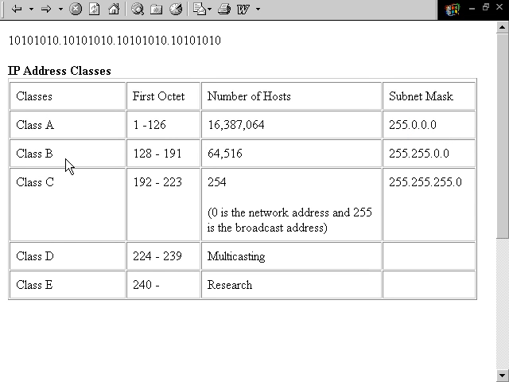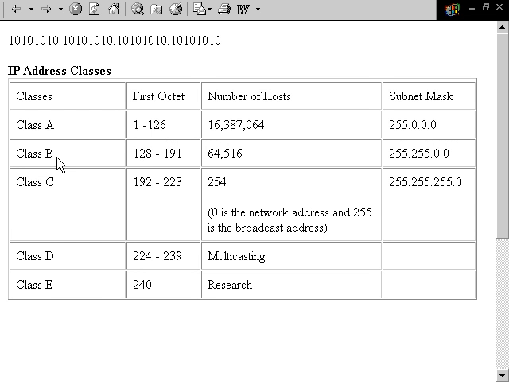The next address, Class B addresses, start at 128. You'll notice that we're missing the 127, and 127 is actually a diagnostic number, where if we wanted to send a ping address to ourselves, we would type 127.0.0.1, and that's the local host address. So you can't assign a computer a 127 address for the first octet.